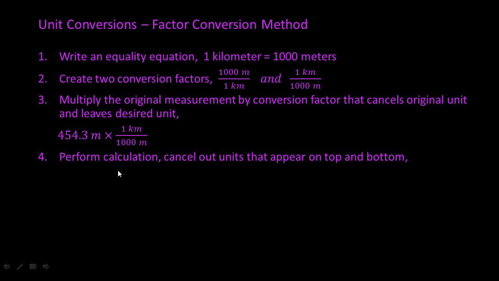In step 4, we need to perform the calculation and cancel out the units that appear on the top and the bottom. In this case, we have meters in the numerator and meters in the denominator, so they cancel out, and the only unit left is kilometers, and that's what we wanted: to convert our original measurement in meters to a measurement in kilometers. Now, one note here: in this example, we were able to just use one conversion factor.